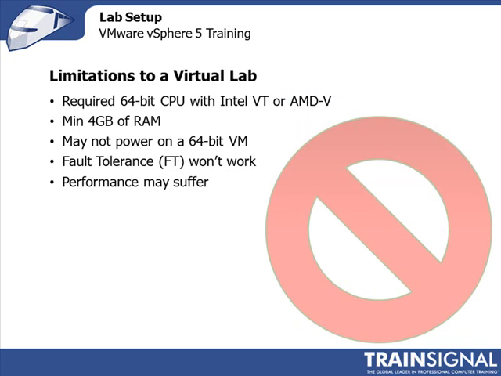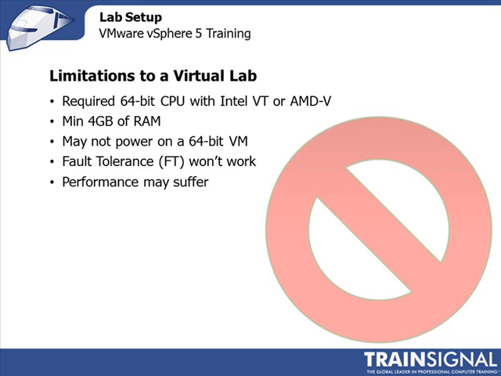When it comes to building a virtual virtualization lab, some of the limitations are, first off, you have to have a 64-bit CPU with Intel VT or AMD enabled. You'll need a lot of RAM. I would say a minimum of 4 gigabytes, but the more RAM you have, the better. You may not be able to power on any 64-bit virtual machines that are running as guests underneath the ESXi servers that you're running as virtual machines in Workstation or Fusion. This is called 64-bit nested virtual machines, and today it just isn't something that's possible.